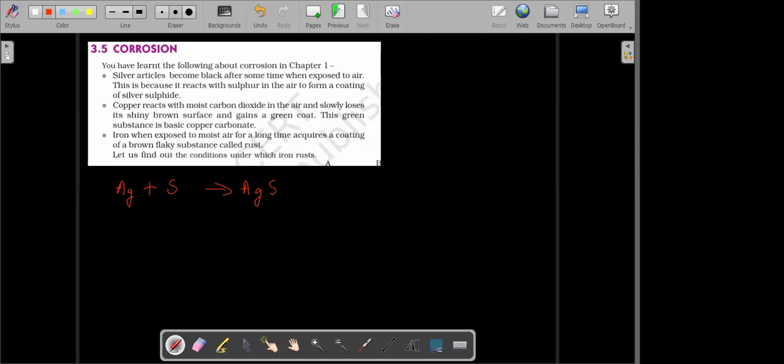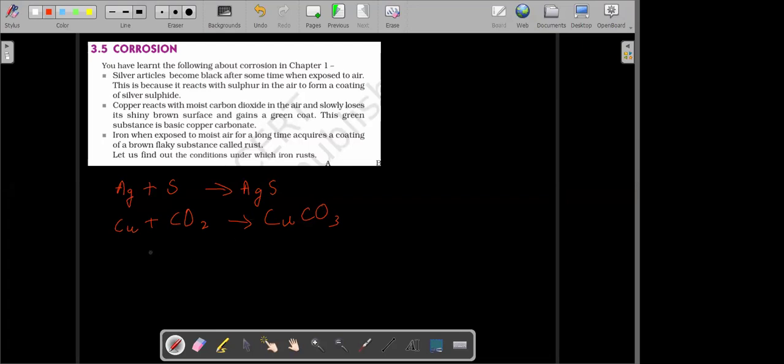Then about copper. Copper, when exposed to moist air, reacts with carbon dioxide to form copper carbonate. Got it? So copper carbonate provides the copper a green coating on the surface. So copper appears to be green because of the reaction with carbon dioxide from the atmosphere.